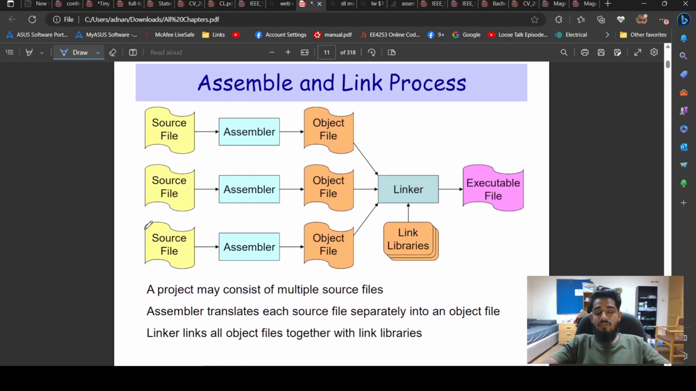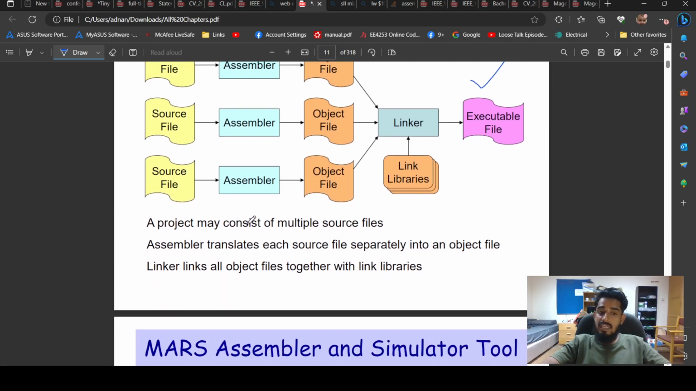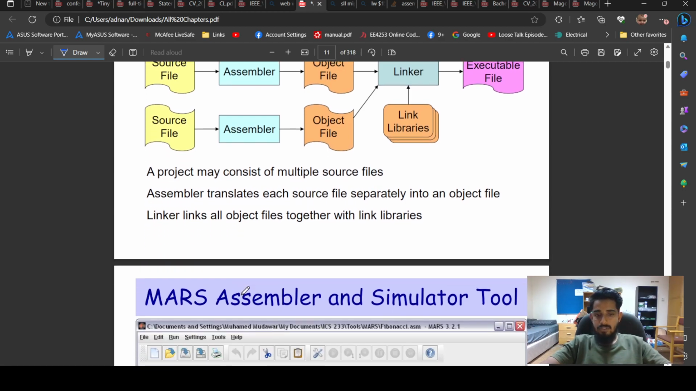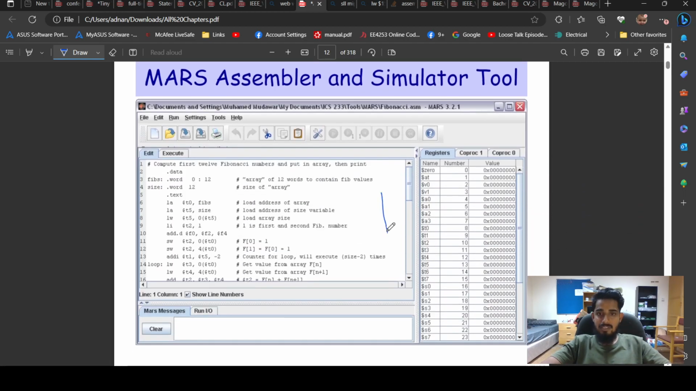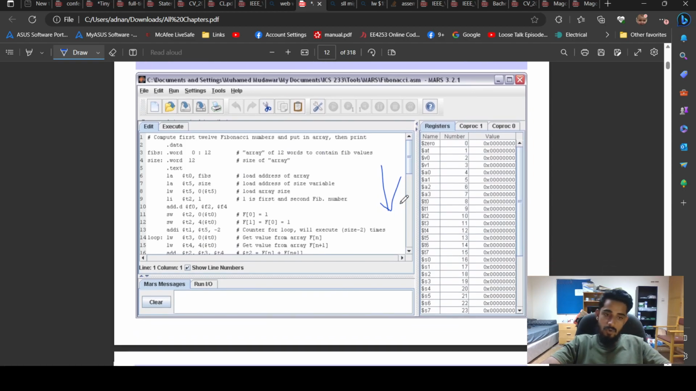So if we have different source files, the assembler can create different object files, and with the linker, all these object files can create one executable file. A project may consist of multiple source files. It's not necessarily one file; it could be multiple source files. So the linker links all object files together with link libraries. This is like MARS, the MIPS assembler we are going to use from our third lecture.